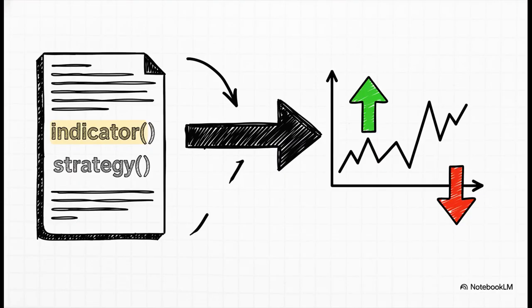To turn your indicator into something you can actually backtest, you literally just change one word at the top of your script. The word indicator becomes strategy. That's it. Doing that unlocks all the functions you need to start simulating trades.